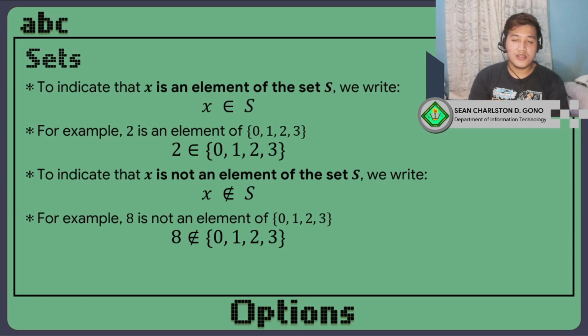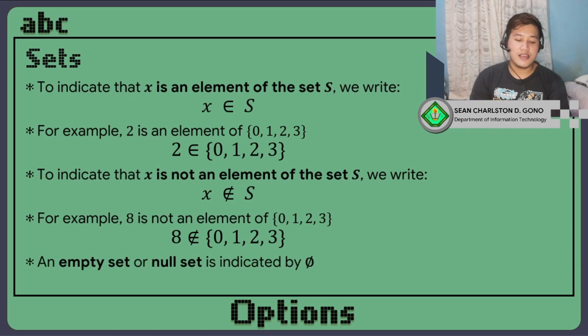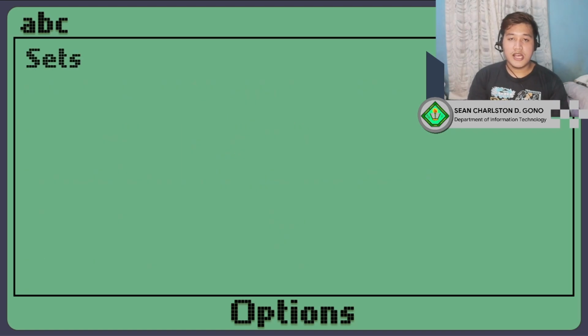How about if we want to signify that the set is empty or null? We also have an empty set or null set, and it is indicated by this symbol. This means empty or null. When it comes to empty sets or null sets, we don't have to put it in a curly bracket because, again, it is empty. Now let's move on.